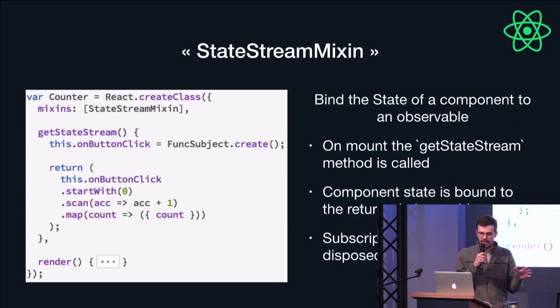The StateStream mixin just binds the state of a component to the value pushed by an observable. When you apply the StateStream mixin on your component, you have to implement a getStateStream method. When the component is mounted, this method will be called, and the StateStream mixin will bind the value pushed by the returned observable to the component's state. Then, when the component is unmounted, the subscription is automatically disposed.